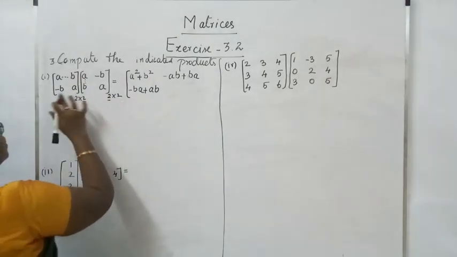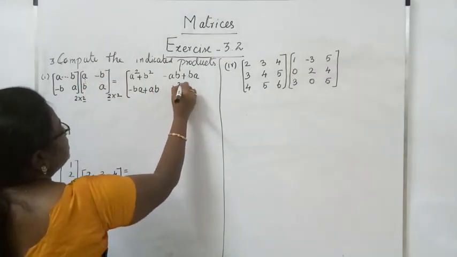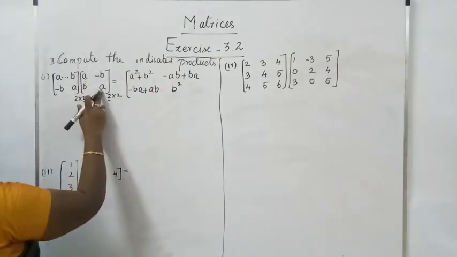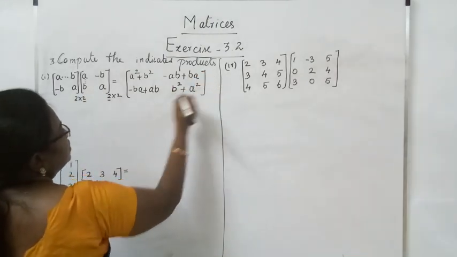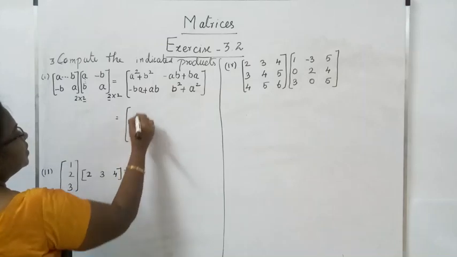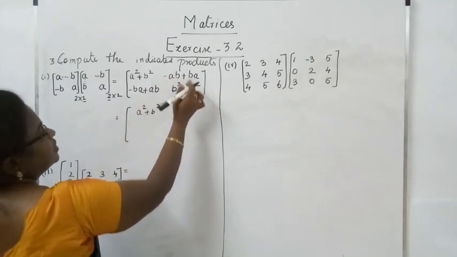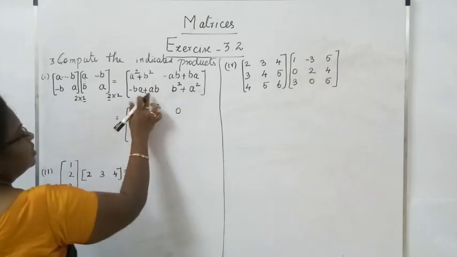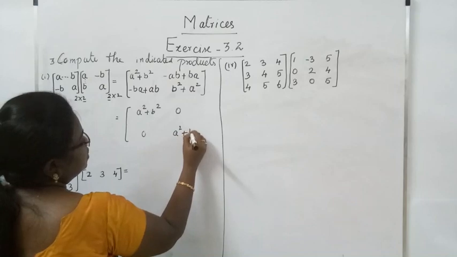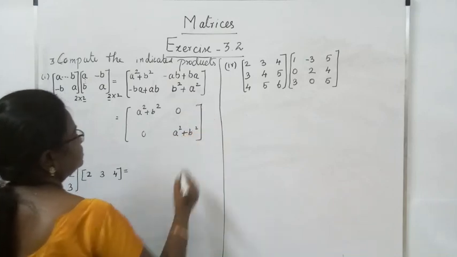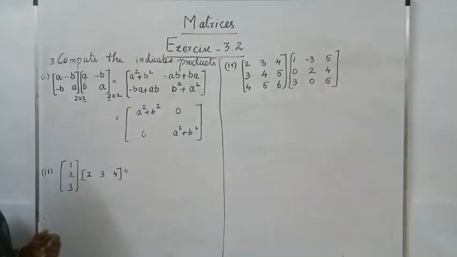Second row, second column: minus B into minus B, so plus B square. A into A, plus A into A square. So this is equal to A square plus B square. Minus AB plus AB will become 0. Minus AB plus AB will become 0. Here also A square plus B square. And so we have done the multiplication between two matrices.